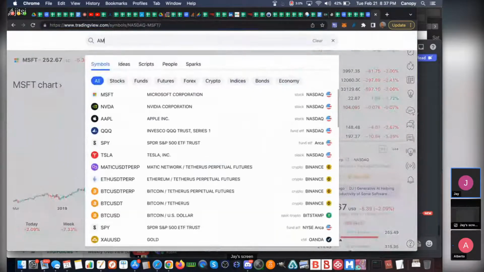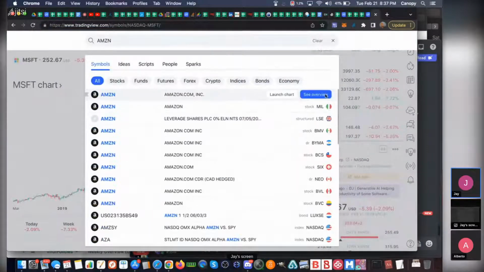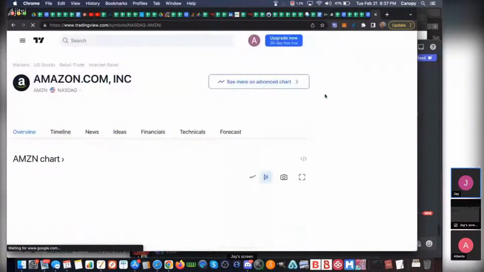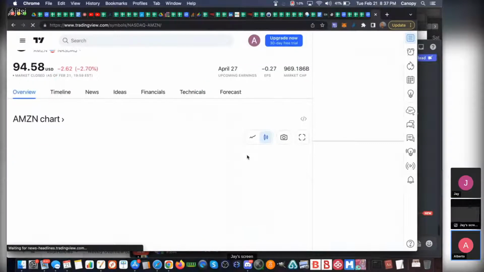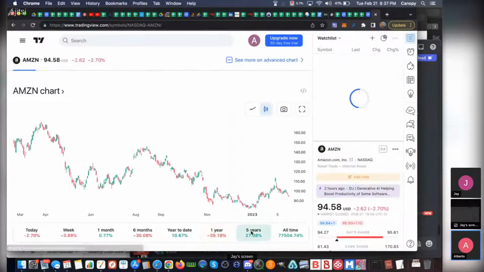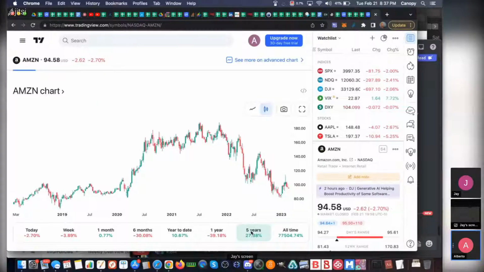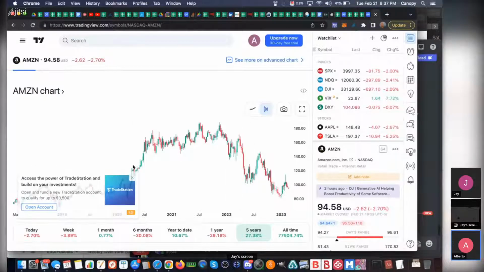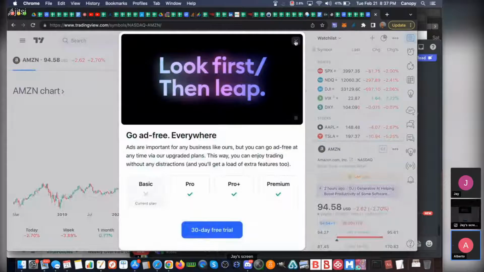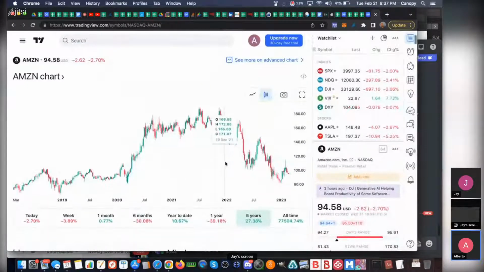Amazon. Okay. Hey, wow, that's definitely going down. I mean, it was very flat for a long time, and then it started crashing. Here, when is that? July 2022. Wow. It's gone down by over 50%.